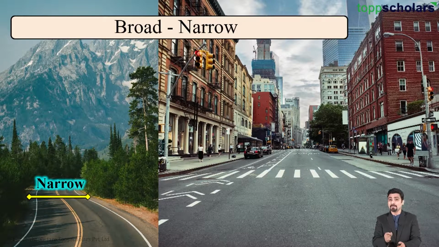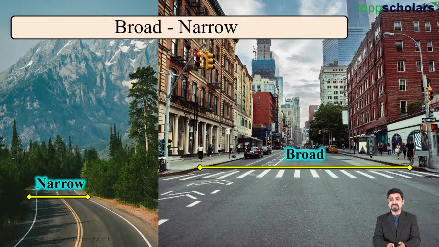It is narrow. Whereas there are so many vehicles in the city, so the road in the city has to be broad. Correct? The road in the hills is narrow, whereas the road in the city is broad.